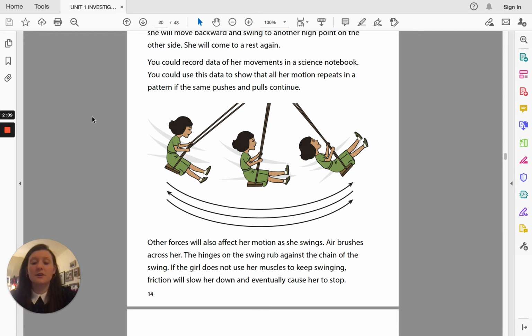Air brushes across her. The hinges on the swing rub against the chain of the swing. If the girl does not use her muscles to keep swinging, friction will slow her down and eventually cause her to stop.